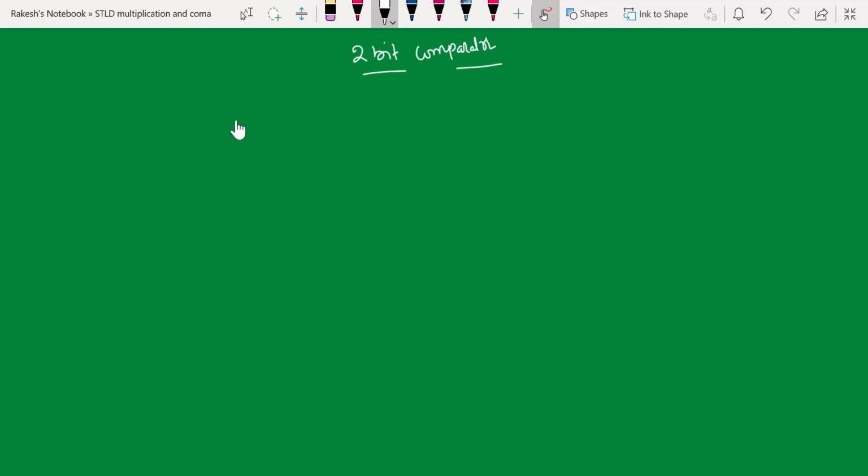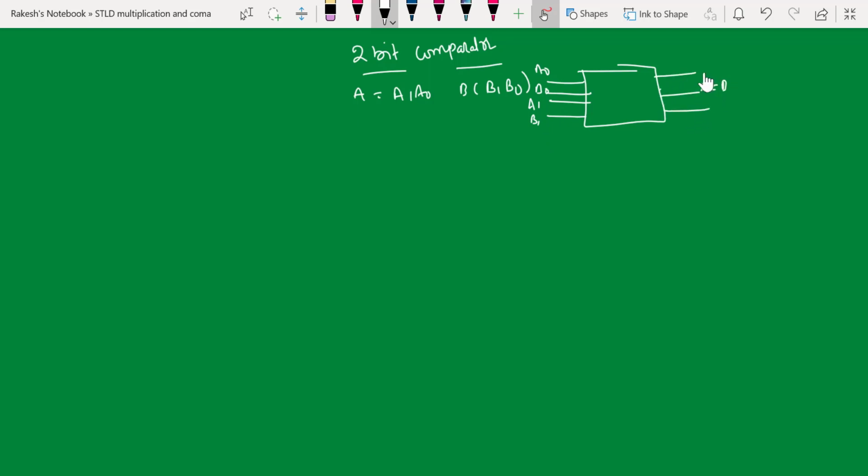So that means you are going to have A as A1 A0 and B as B1 B0. Now we are going to compare these 2 bits, and you are supposed to produce the same 3 outputs: A less than B, A equals to B, and A greater than B. So that means you are going to have a total of 4 inputs for your circuits: A0, A1, B0 and B1, and you are going to have a total of 3 outputs: A equals to B, A greater than B, and A less than B.